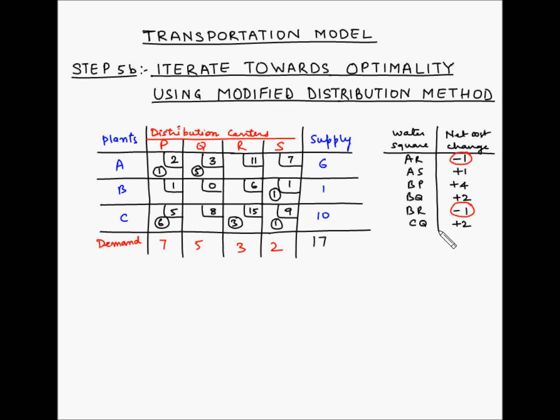Now the evaluation of the net cost change values indicates that there are negative values for a few squares, and the negative values indicate that the solution is not optimal and there is potential to further reduce the total transportation cost. So once we have found out that the solution is not the optimal solution, in this video we will find out how to iterate towards optimality.